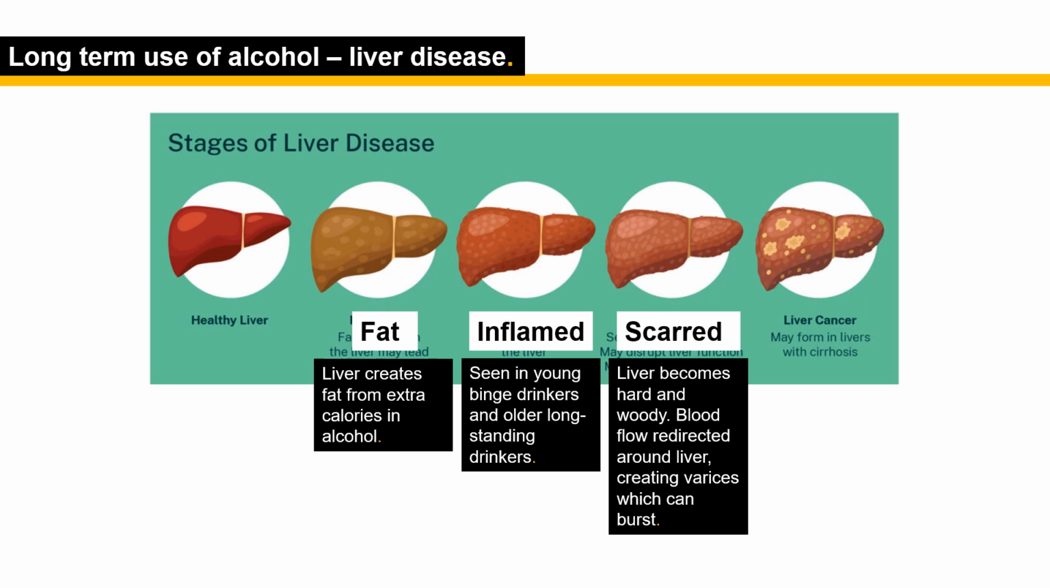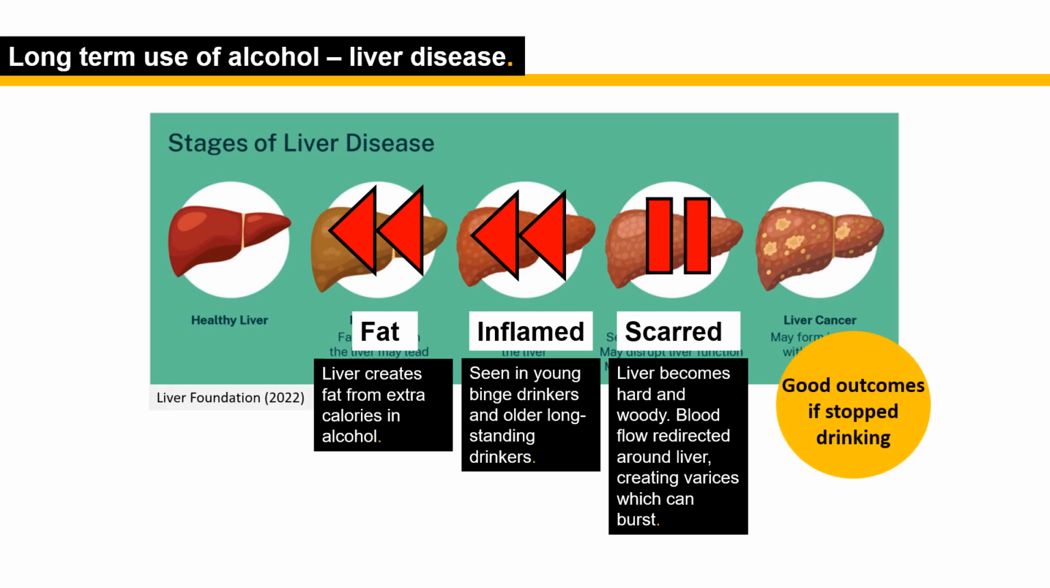Now the good news is the liver can repair itself. So if you stop drinking, a fatty liver can go back to a healthy liver, and alcoholic hepatitis as well can resolve itself when you go back to a healthy liver. Cirrhosis of the liver tends to stick around, but it will stabilise. And actually, if you stop drinking, the outcomes here can be really good.